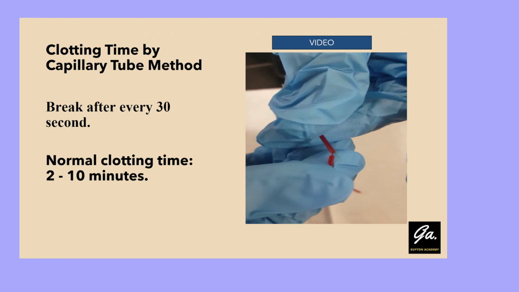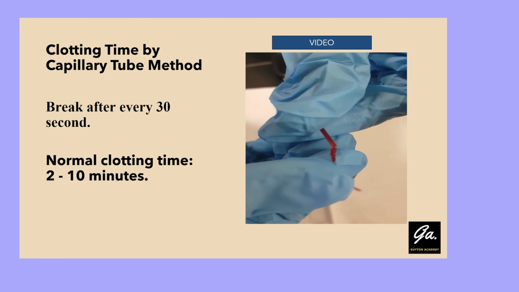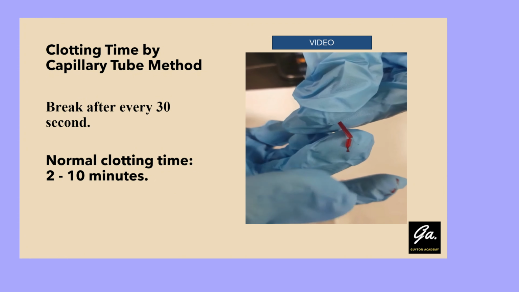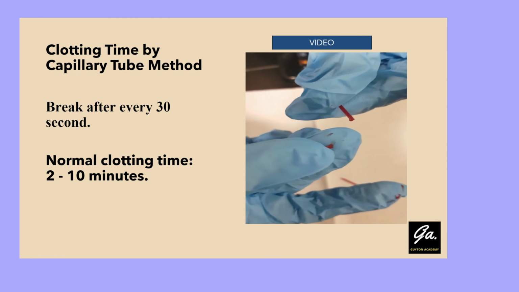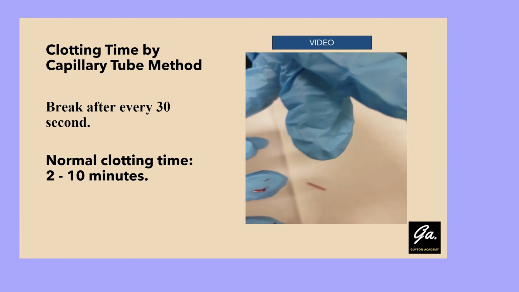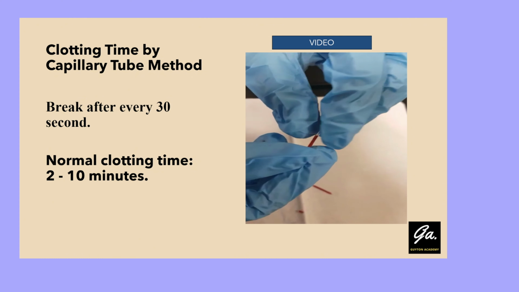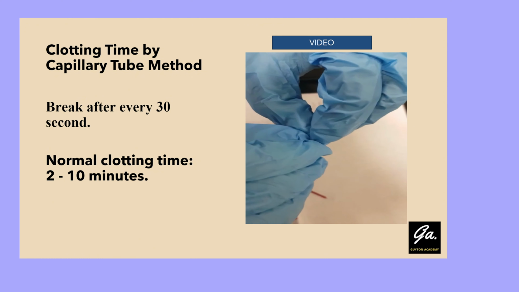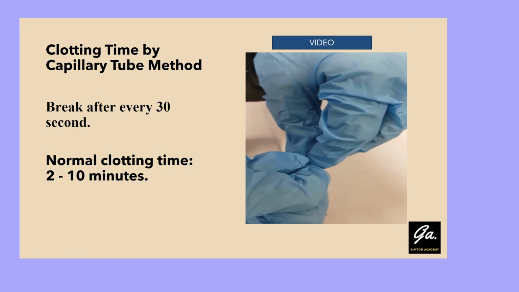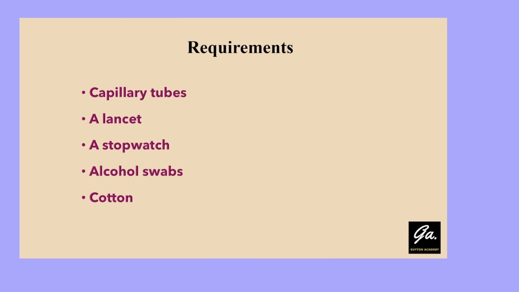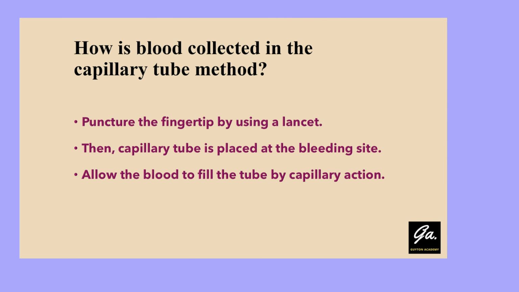We need a drier type of thread, which indicates a closer look at the clotting time. So we wait for 30 seconds, and when we find a thread-like structure, it means a clot has been formed. Now, requirements: capillary tube, lancet, stopwatch, alcohol swab, and cotton. All these are the requirements for this practical.